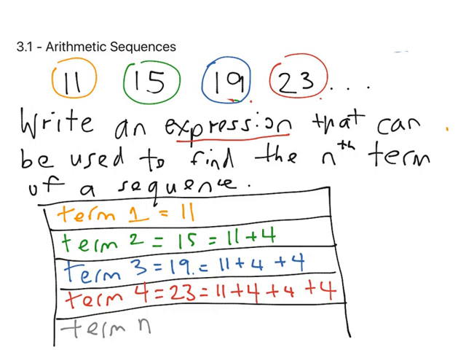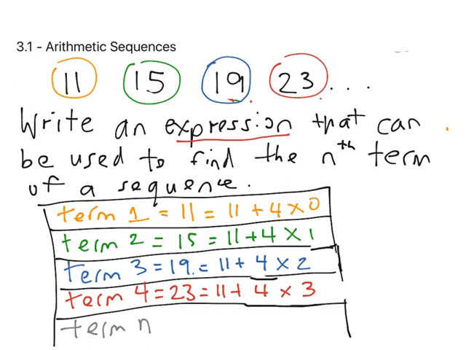Now, as the number of terms go up, we'll have a lot of plus 4s, right? Is there a way to simplify this? Well, yes. Plus 4 plus 4 plus 4, there are 3 plus 4s here. So that's the same as 4 times 3. 4 plus 4, there are 2 plus 4s here. So that's just 4 times 2. So really, this one would be 11. The green one is 11 plus 4 times 1. And really, this pattern holds. Even for the first term, we can write 11 plus 4 times 0.